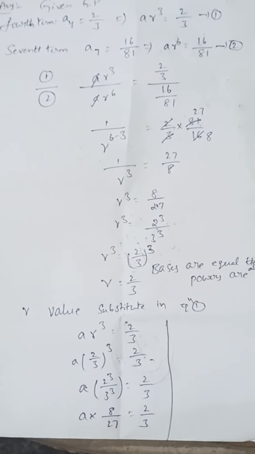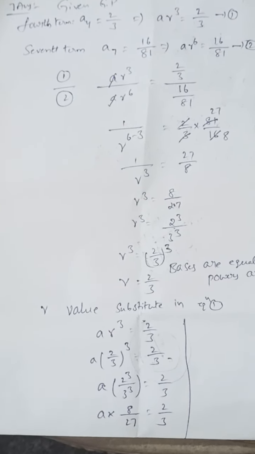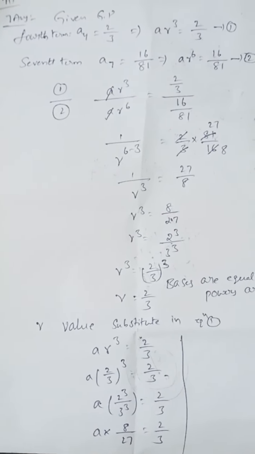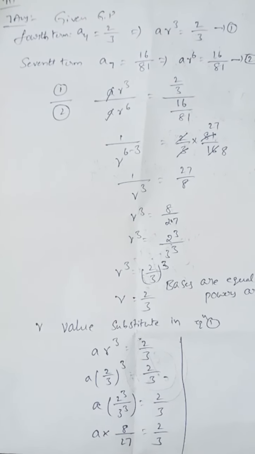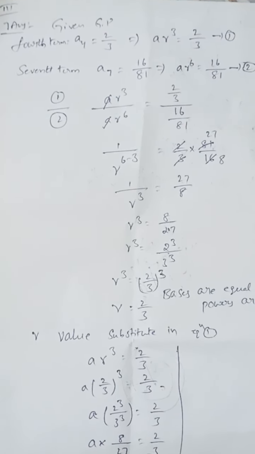So the r value you can substitute in any equation. Here I can substitute in equation 1. a r cube is equal to 2 by 3. So a into 2 by 3 whole cube is equal to 2 by 3. So a into 8 by 27 is equal to 2 by 3.